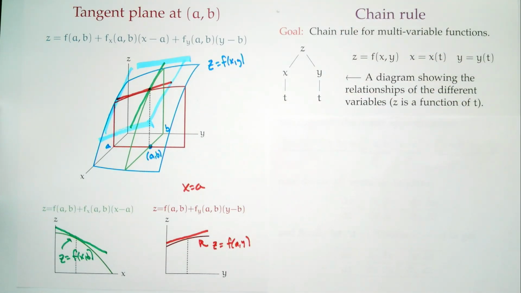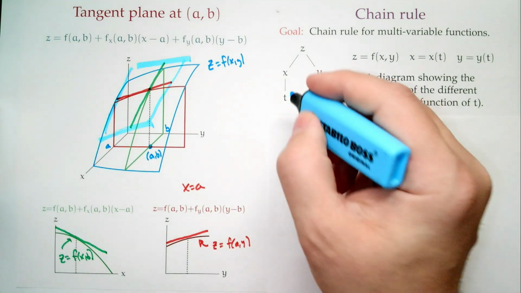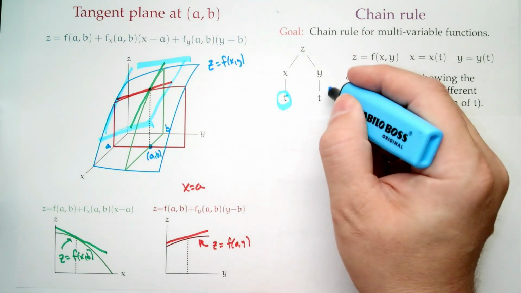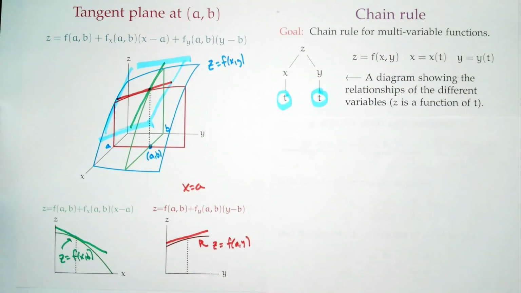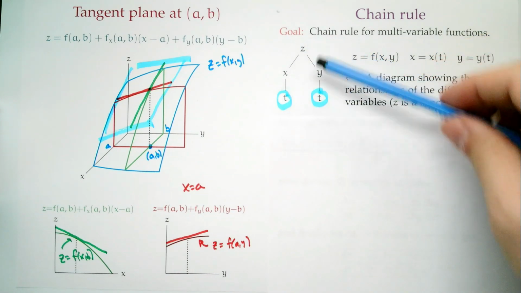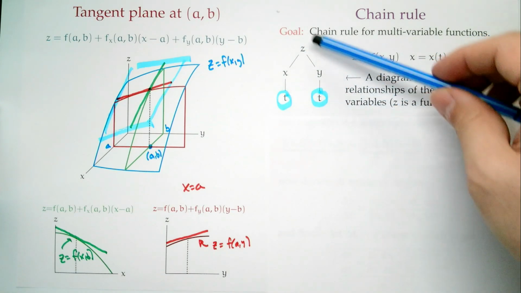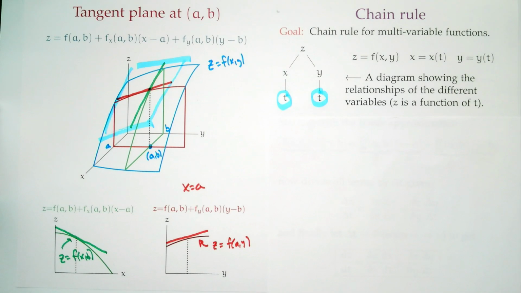And in particular, you should see that there are two t's downstairs. So what's happening? Well, that says that t is influencing our top variable z in two different ways. There's an effect through the variable x, and there's an effect through the variable y. And in some sense, we have to capture both. Now, how are we going to go about doing this?